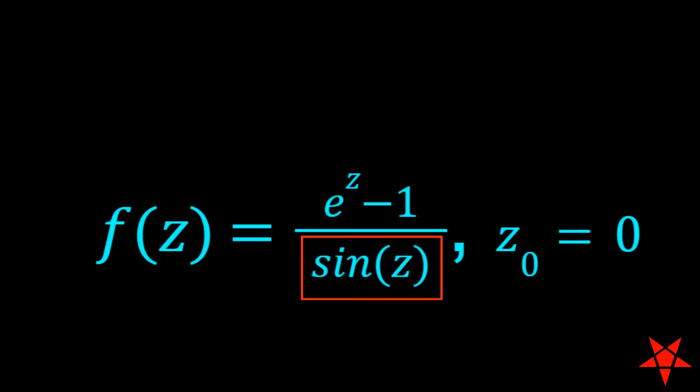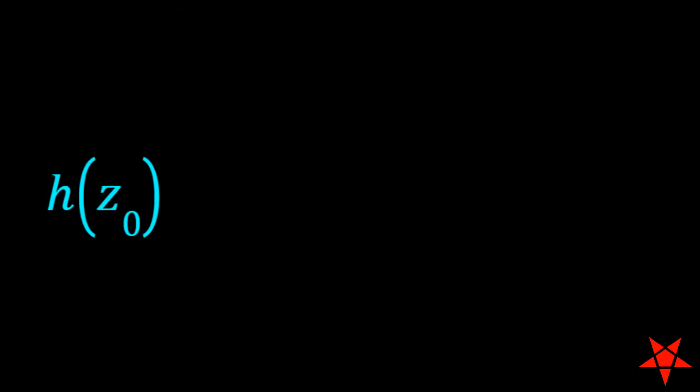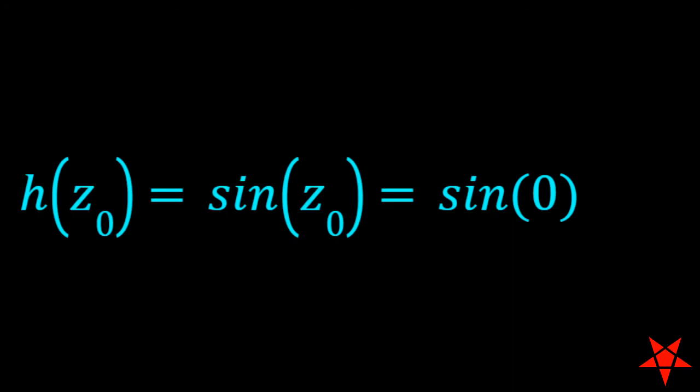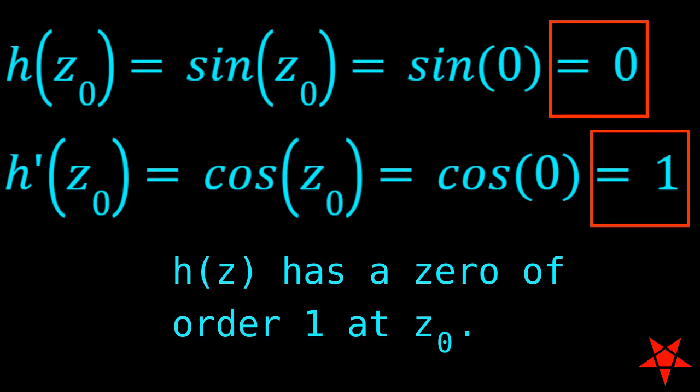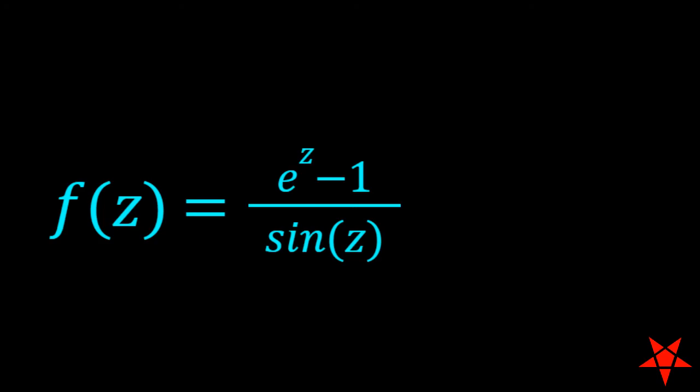The denominator, which we'll call h of z, also has a first order zero at z naught. As with g of z, we can see the evidence of a first order zero in h of z by first calculating h of z naught, which is zero, and then calculating h prime of z naught, which is 1. The non-zero prime combined with the zero in the original function indicates that h of z has a first order zero at z naught. Both the numerator and denominator have zeros of the same order at z naught.